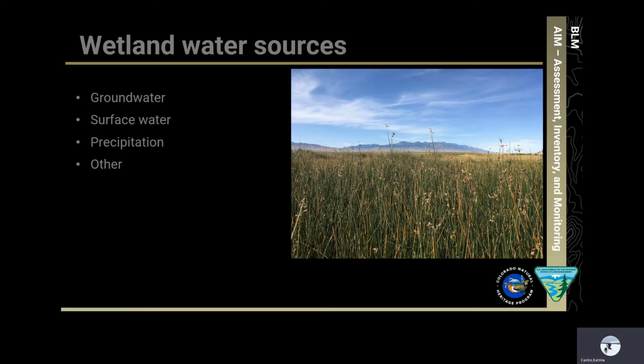Factors such as landscape position and climate are closely related to the primary water sources of a wetland. Generally speaking, all water sources can be categorized into groundwater, surface water, and precipitation sources. We will now discuss and define the different water sources that influence the hydrology of wetlands.